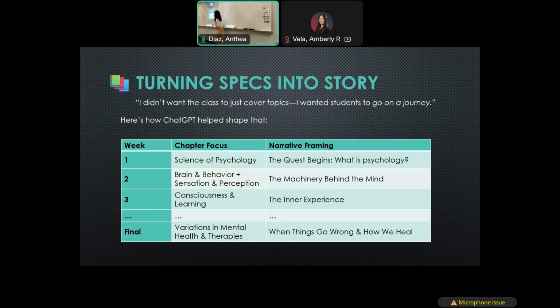And it started off with just some narrative framing on the chapters. So I still have the regular name for the chapters so that students that can't think where my mind is going will understand: the science of psychology, we're going to go around, the quest begins. What is psychology? The second one, we go brain and behavior, sensation and perception, the machinery behind the mind. So it just kind of helps frame it nicely and dramatically so that maybe it hooks them with some more interest, right? So that's one of the things that helped me get some ideas like that.